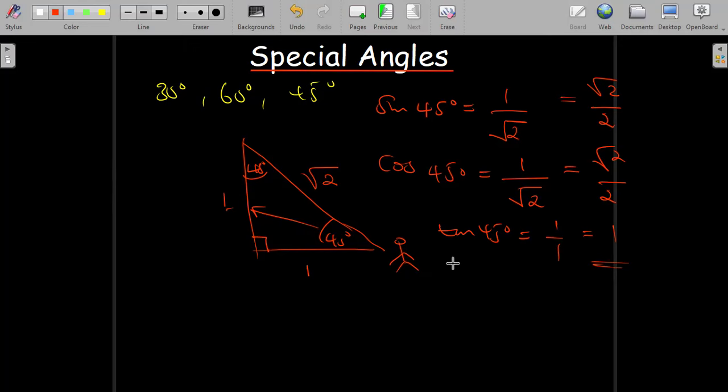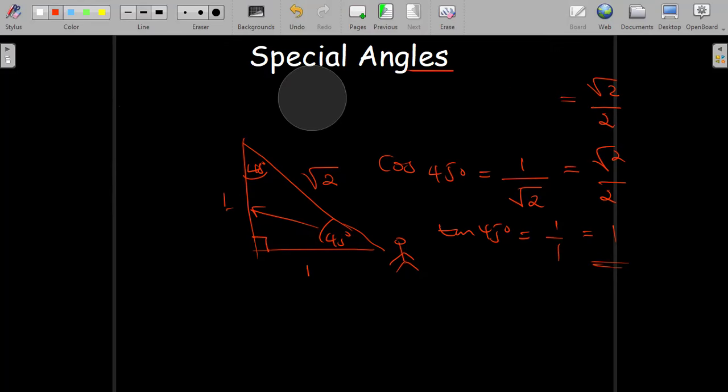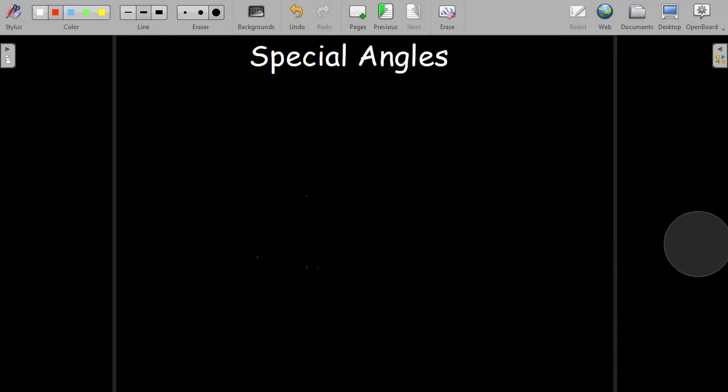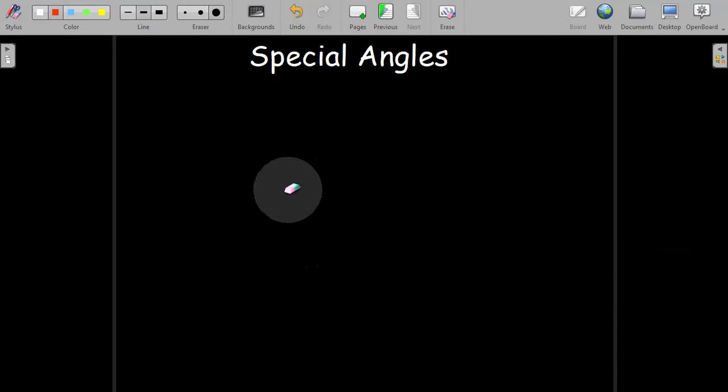So these are the special results which I have. But then I can also consider other angles, like 90 degrees or 0 degrees, 180, 170. What do I get when I have that? It's going to be easy when you look at the graphs. So we have what we call the sine graph, and I'll draw it. It looks something like this.